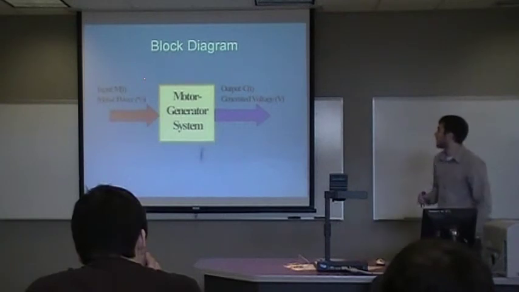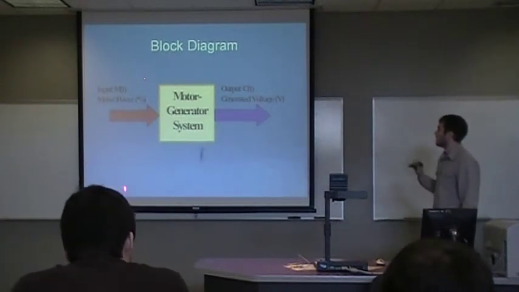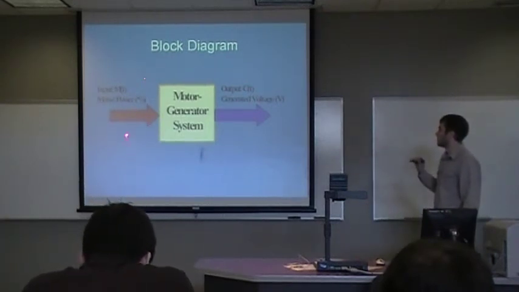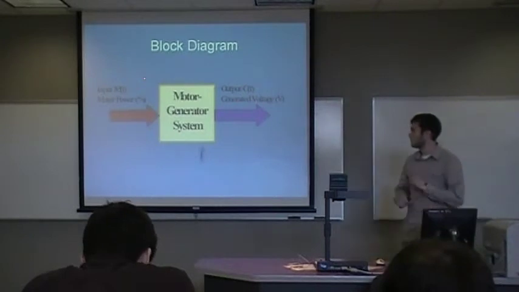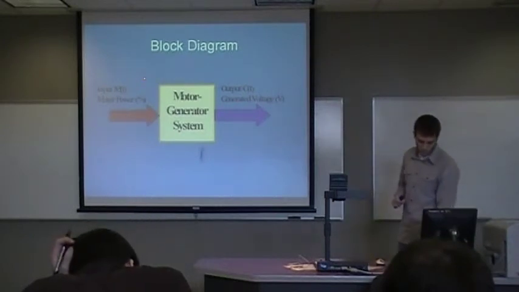This right here is a block diagram. We have the manipulated input, which is the percent of power being put into the motor to generate into the generator system, and then the output, which is our control variable, which presents us with voltage.